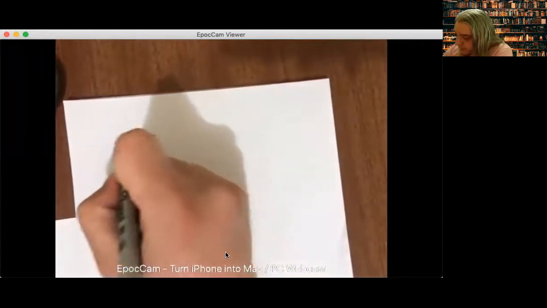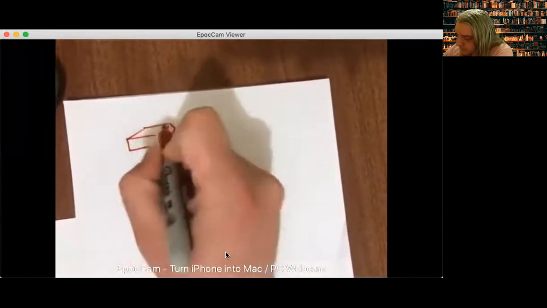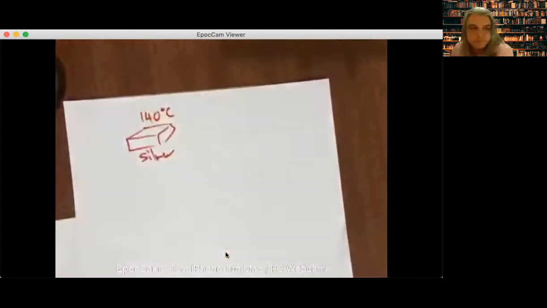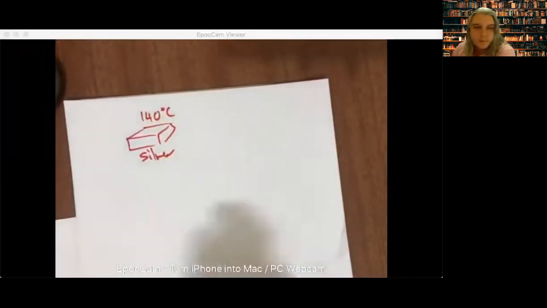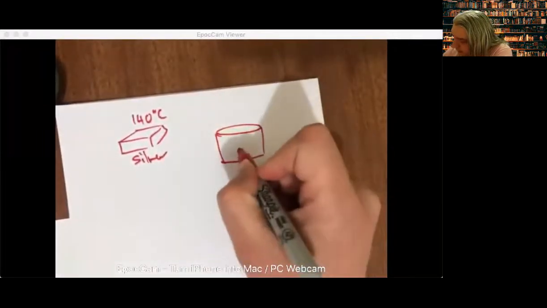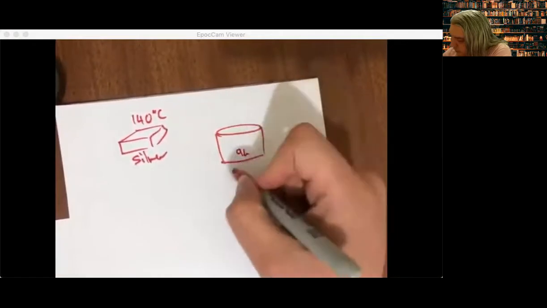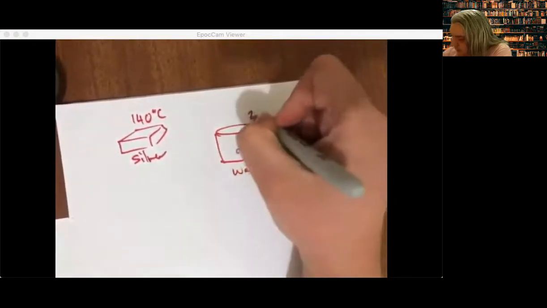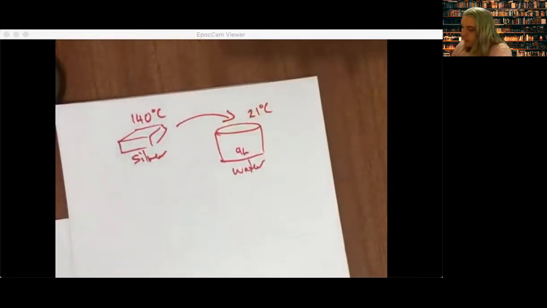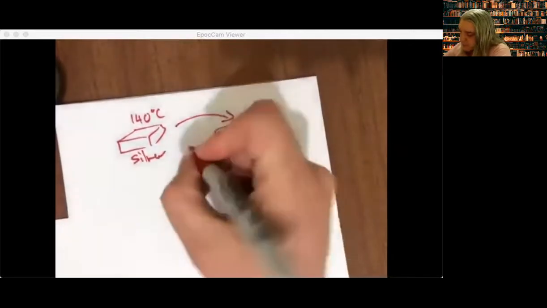So we've got some block of silver, and it's at 140 degrees C. And we're putting it into a bucket of water, which is 9 litres of water, and it's at 21 degrees C. So we're putting that into there. And we want to know what's the final temperature.